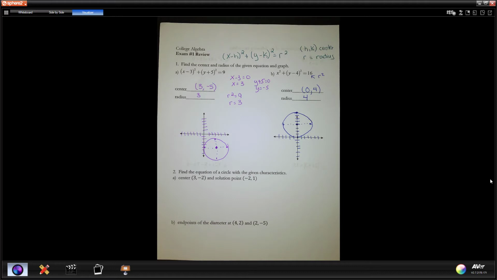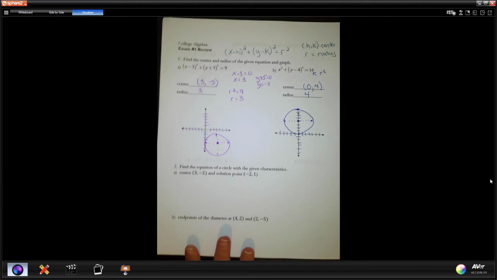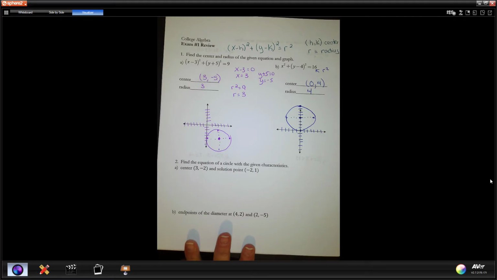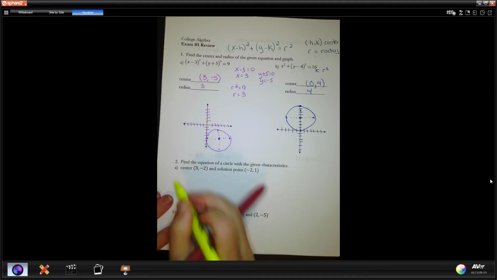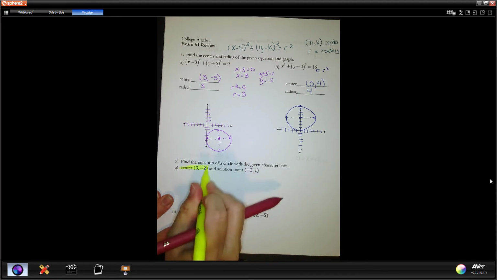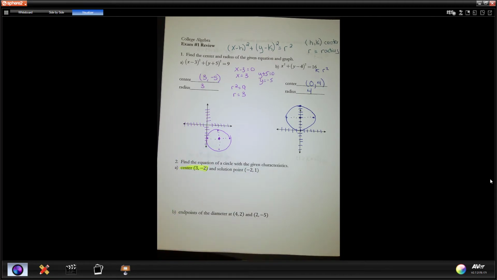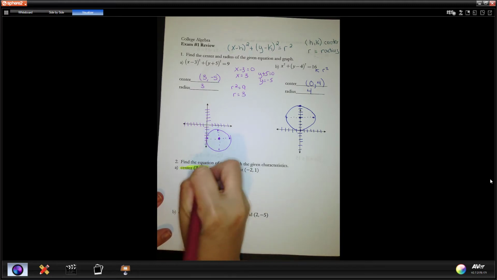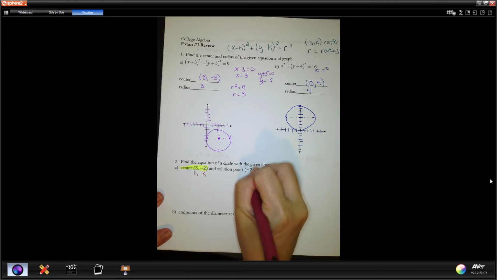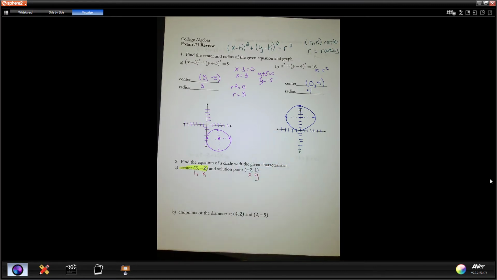Next, we're going to be given some information and then asked to write the equations of our circles with the given characteristics. It says find the equation of a circle with the given characteristics. Very important, the center is (3, negative 2). The solution point is (negative 2, 1). So this tells us this is h, and that one's k. This is x, and that is y.